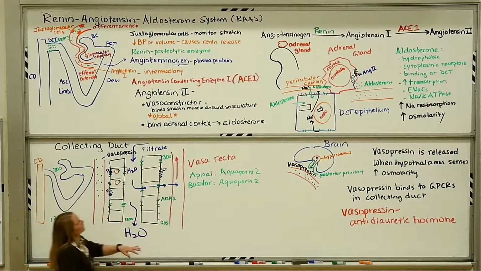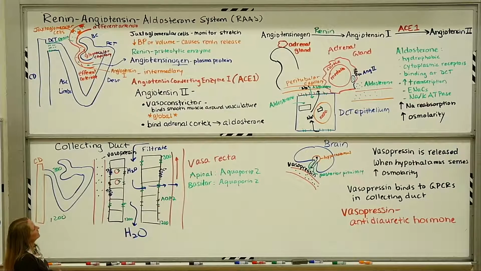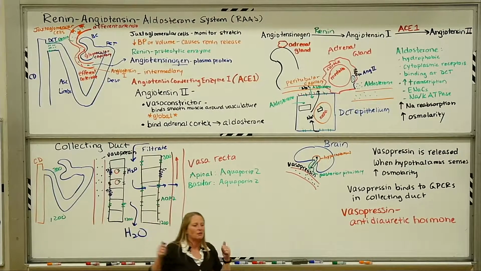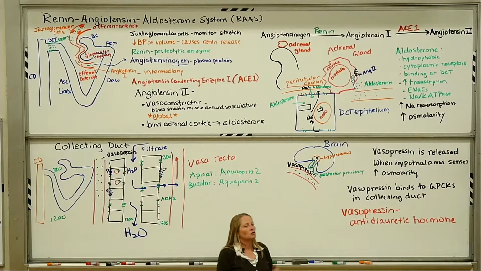Okay. So there's actually a number of ways, new drugs that they're coming out with all the time, targeting different portions of our nephron and collecting duct in order to reduce blood volume and blood pressure in individuals. So questions on the system?